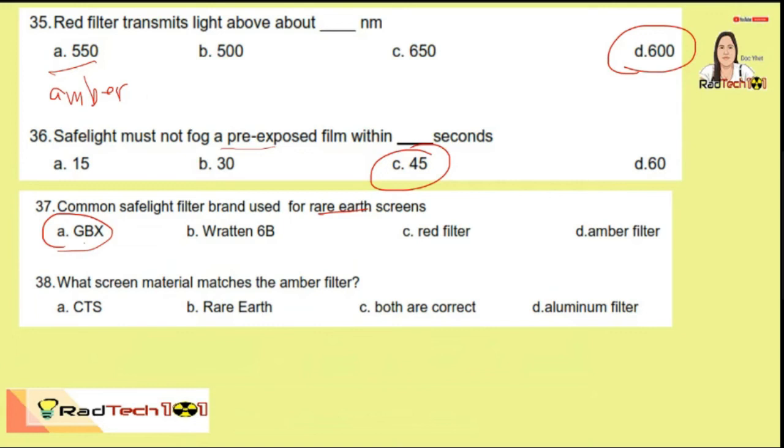So yung two types of safe light filter, we have the amber and red filter. Yung amber for blue sensitive film, yung red filter is for green and blue sensitive film. Pero yung question dito is brand. So yung brand is GBX. Next, what screen material matches the amber filter? So yung ating amber filter, sabi ko, is for blue sensitive film. So the blue sensitive film, ang pares niya is amber filter, which is kapares din ng ating calcium tungstate screen. Pag green and blue, rare earth. Pag blue, calcium tungstate screen.